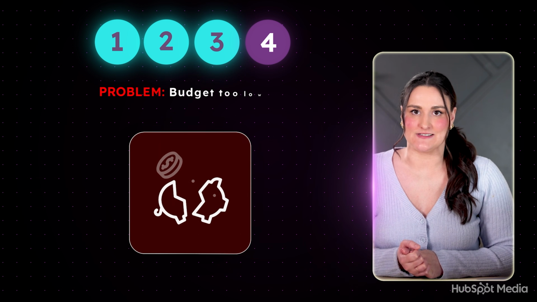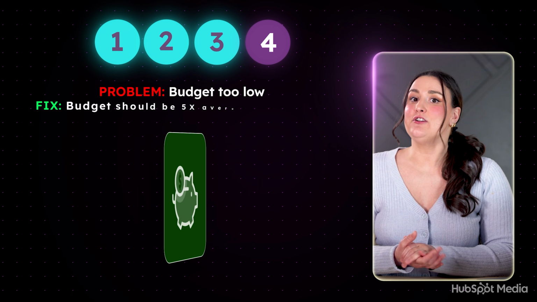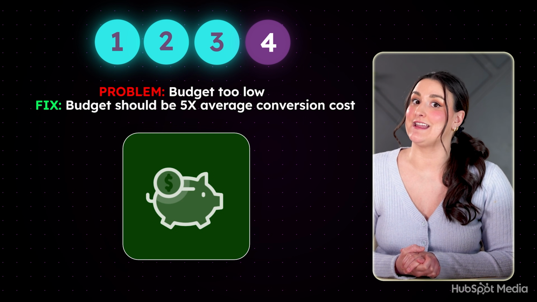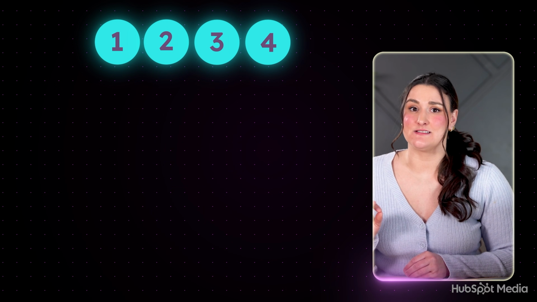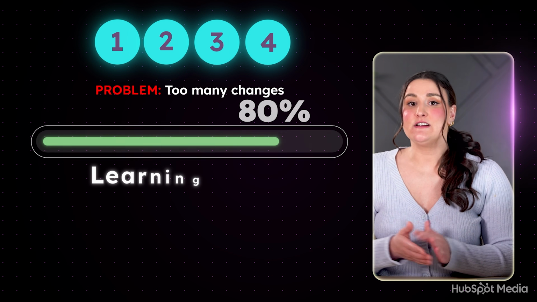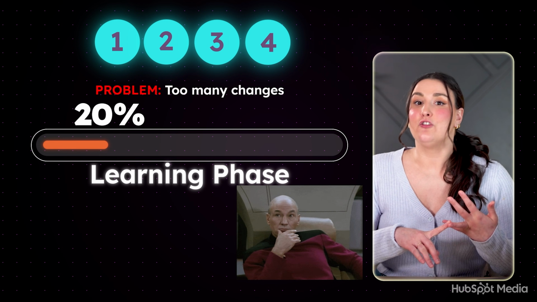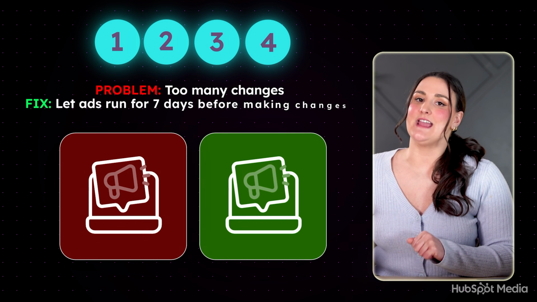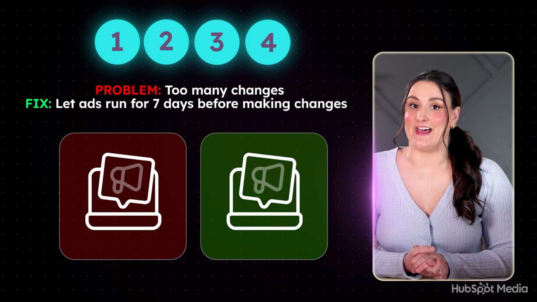Third, your budget is too low. A tiny budget means you're not getting conversions fast enough. Set your daily budget to at least 5 times your average conversion cost so Facebook can exit the learning phase faster. Fourth, and guys, this is the biggest mistake I've seen, making too many changes. Every time you tweak your ad, changing budget, audience, or creative, the learning phase resets. If you must edit, duplicate the ad set instead of modifying the active one. This keeps your original data intact.